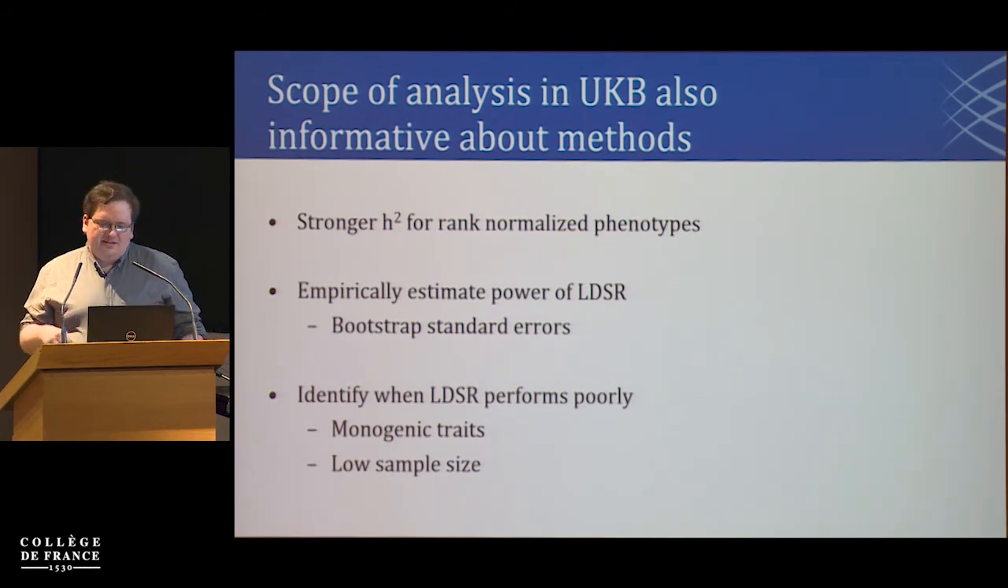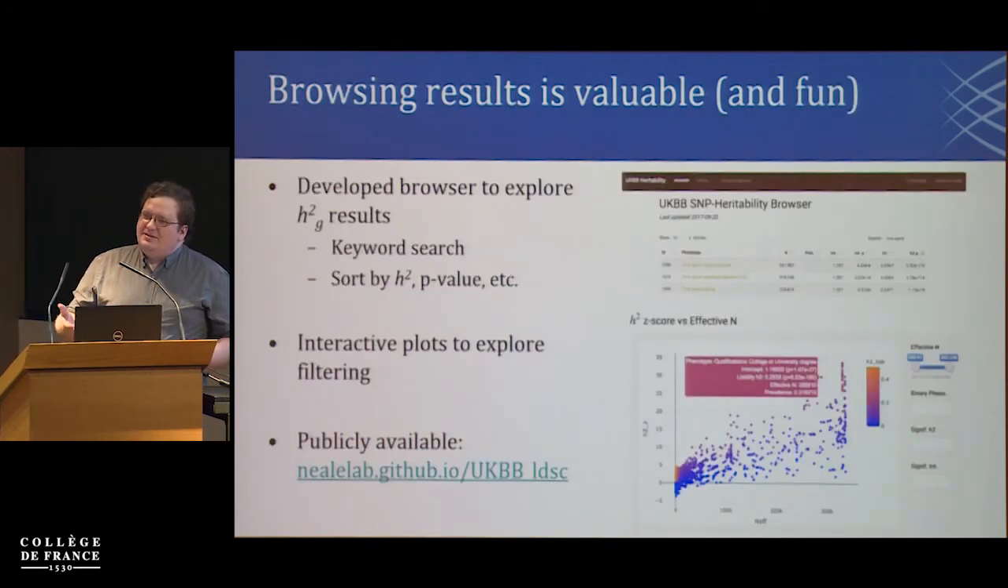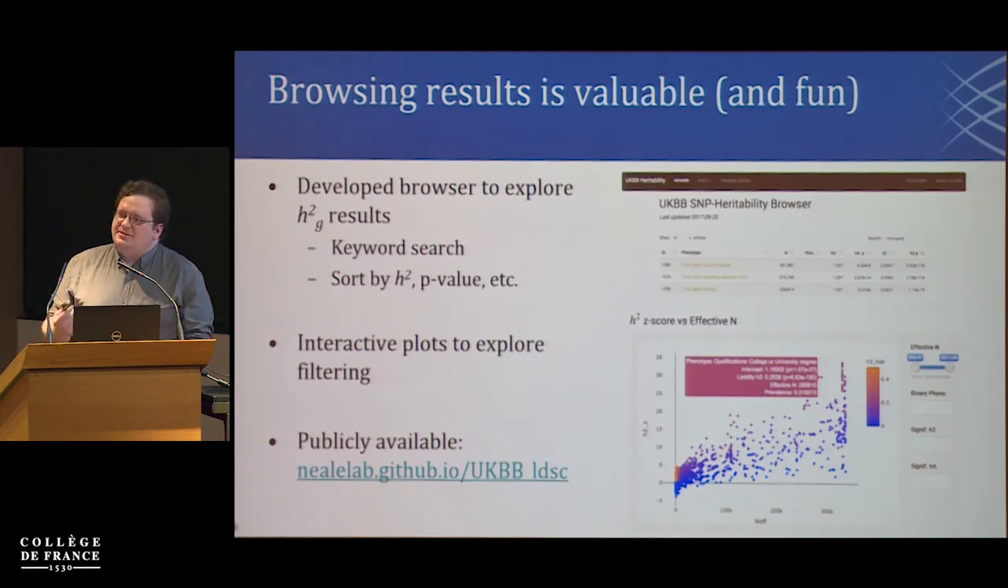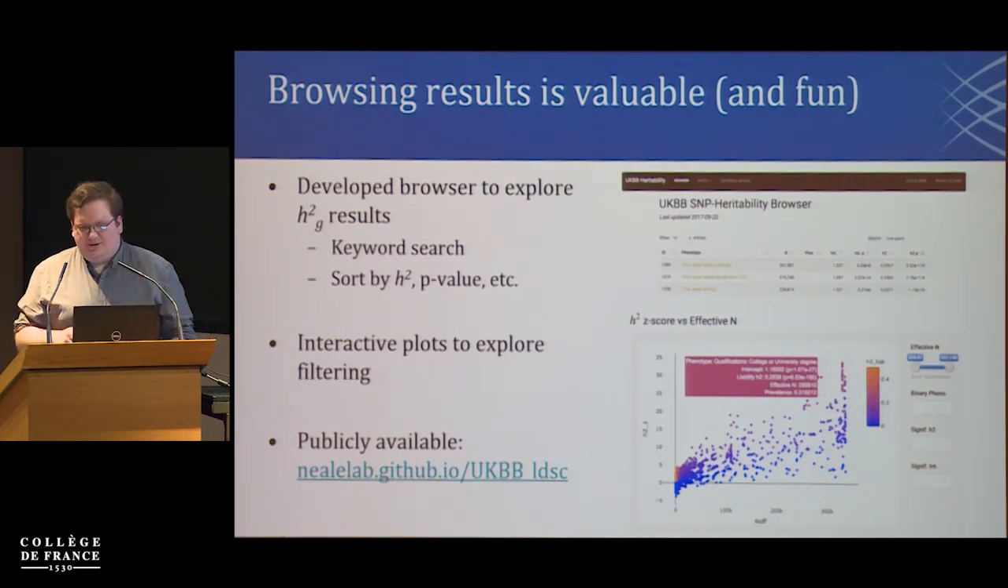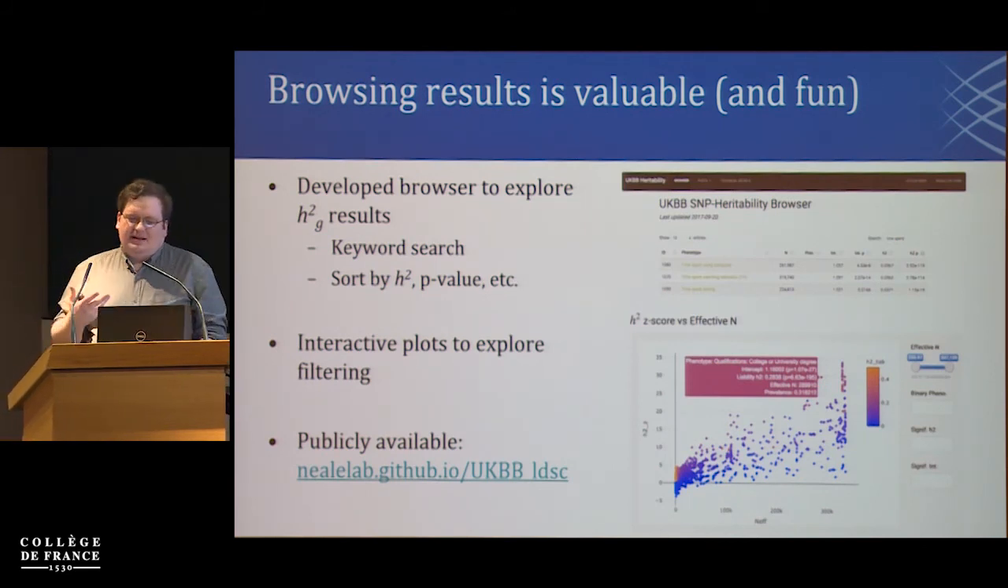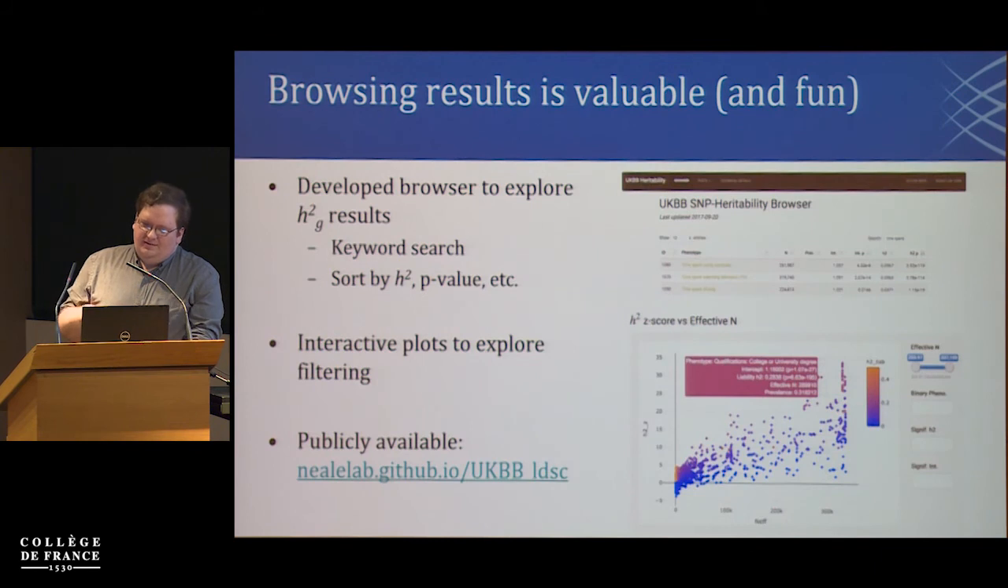We're able to, in terms of assessing the method, get a better feel of what the power properties are statistically. This is a method that relies on bootstrap standard errors and doesn't have an analytic closed form for what we'd expect the power to be. But now, since we have 4,000 analyses of real phenotypes in UK Biobank, we can start characterizing more empirically what those look like, and identify specific subsets of traits where this method might perform poorly.